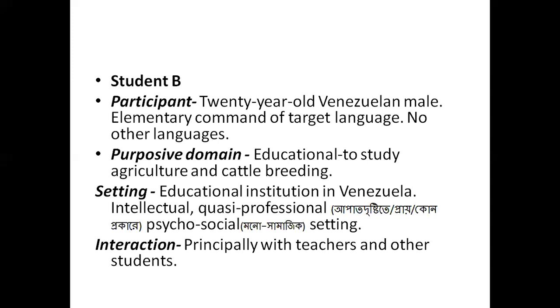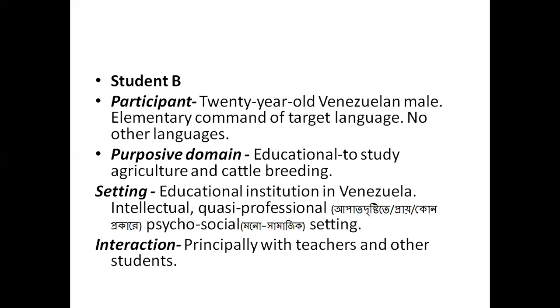Okay. So this person wants to study agriculture and he wants to know how to produce crops and other things relating to cattle breeding. So animal husbandry, he wants to study in an English-speaking country. This is his purposive goal.